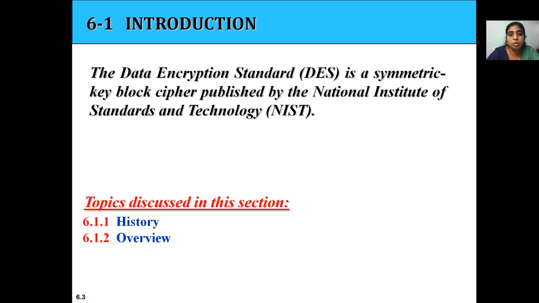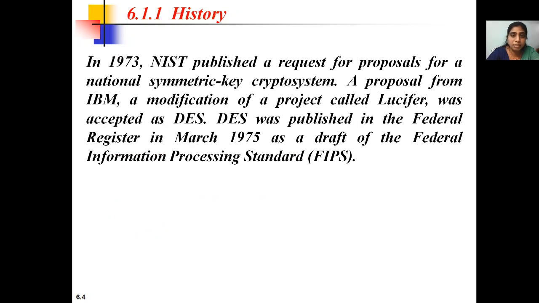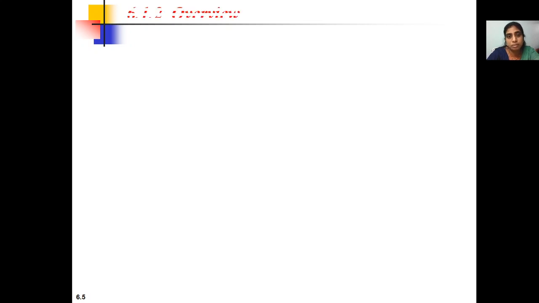So the next topic is history and overview. In 1973, NIST published a request for proposal for symmetric key cryptosystems. A proposal from IBM, a modification of the project called Lucifer, was accepted as the DES. DES was published in the Federal Register in March 1975 as a draft of the Federal Information Processing Standards.